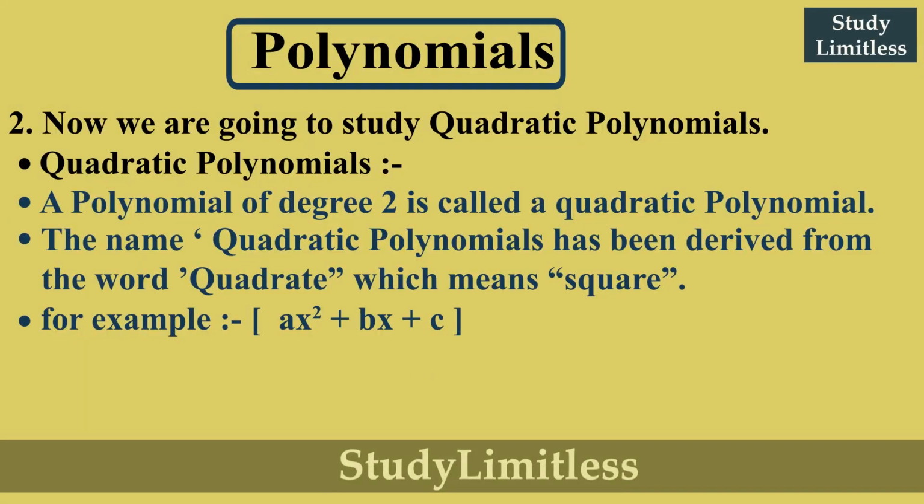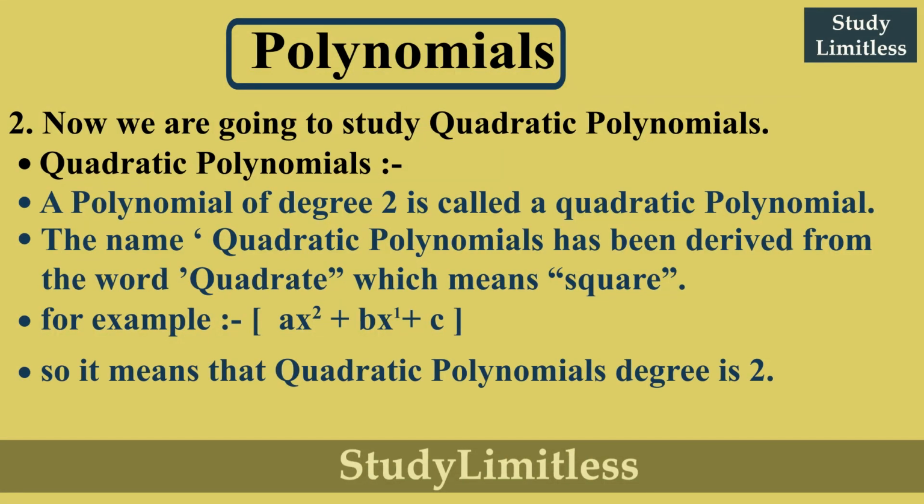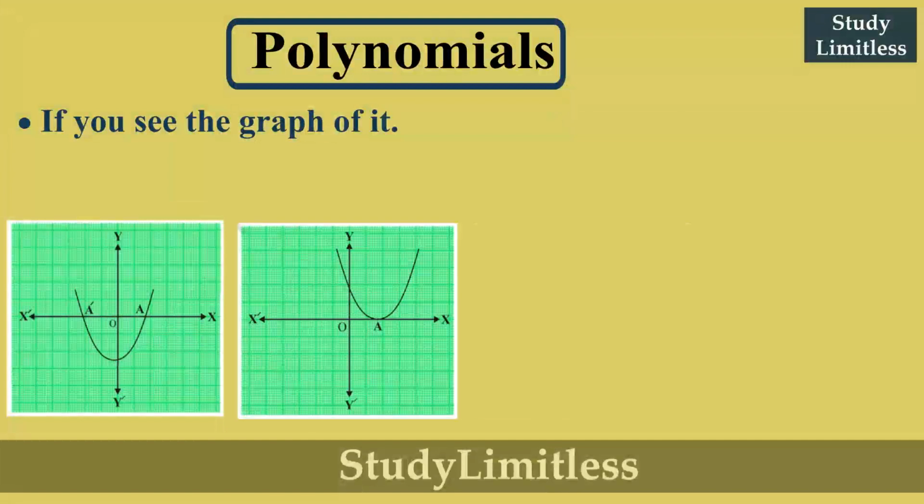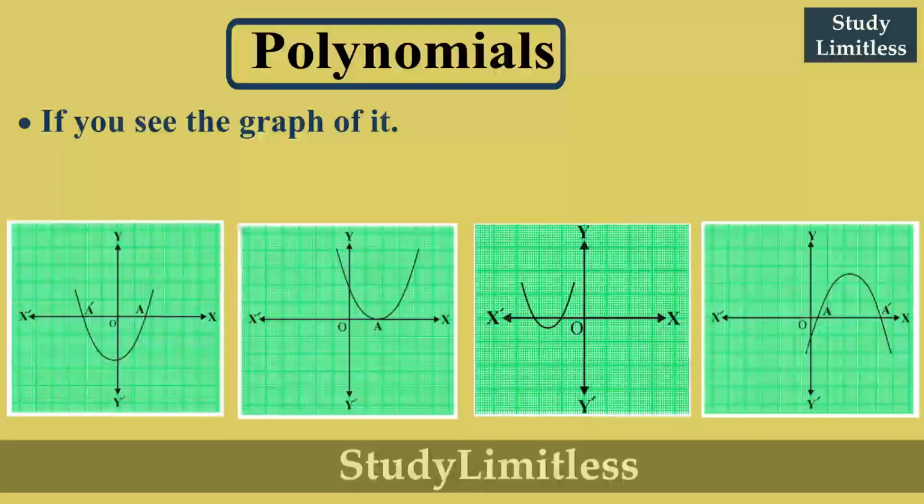And the powers of the variable are this 2, and this bx does not have any power written, so we take it as 1. In these powers, the highest is 2, so the highest power, the degree, is 2. So it means the quadratic polynomial degree is 2. If you see the graph of a quadratic polynomial, it can be this, this, this or like this.